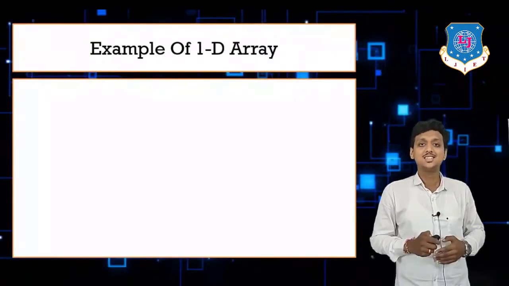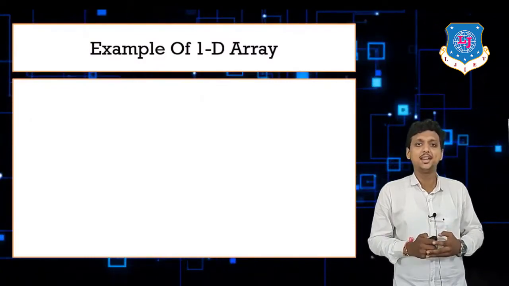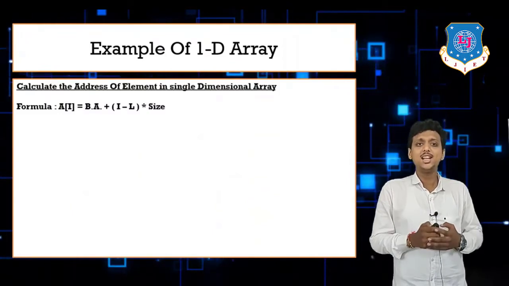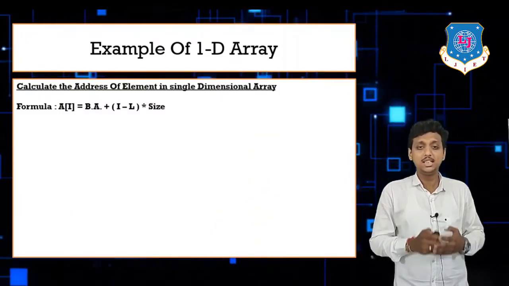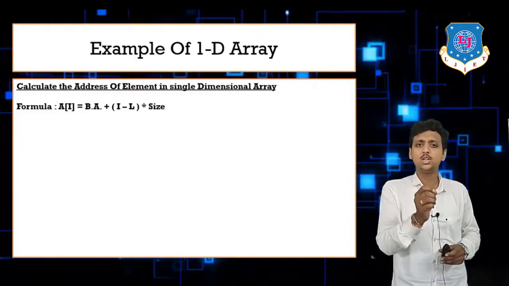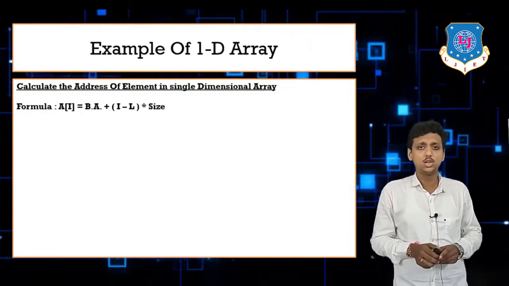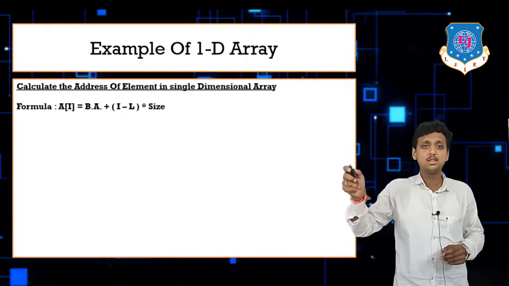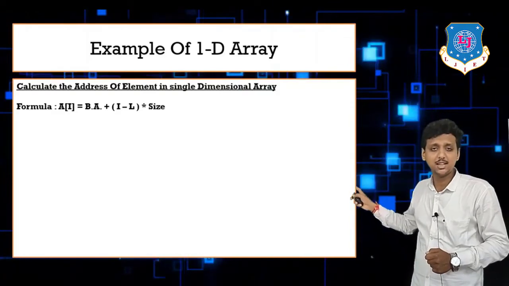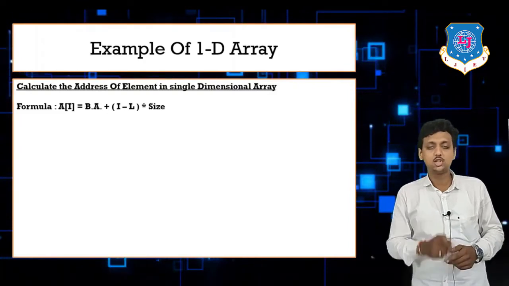So now let's start with the memory calculation example of a 1D array. Students, here you can see the question is: to calculate the address of an element in a single dimensional array. The formula for that is A of I is equal to base address BA plus (I minus L) star size. Star means multiplication. Do not forget that.